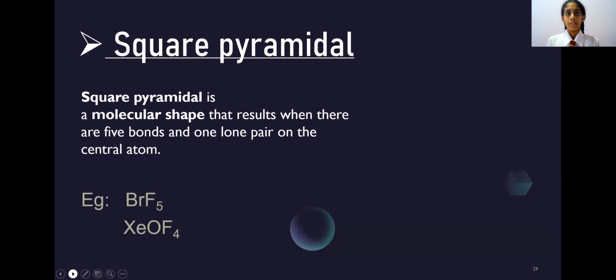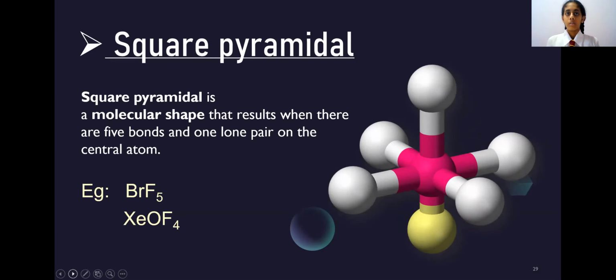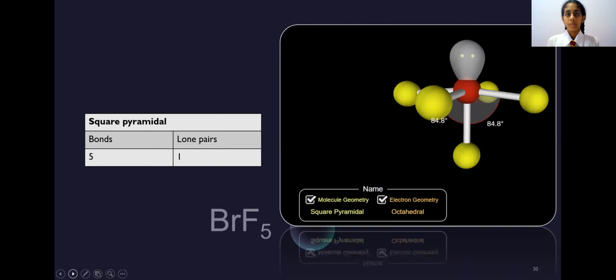Moving on to the last molecular shape, that is square pyramidal, there are 5 bonds and only 1 lone pair around the central atom. In such a situation, the molecular geometry is termed square pyramidal, whereas the electron geometry is again octahedral. The examples included are BrF4, XeOF4.